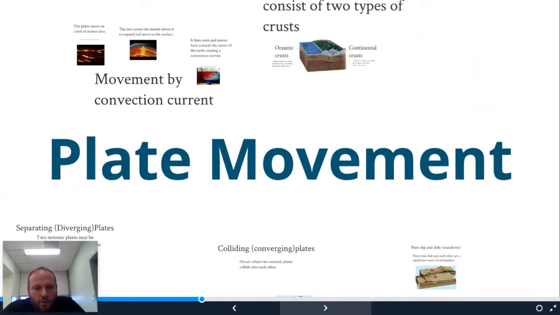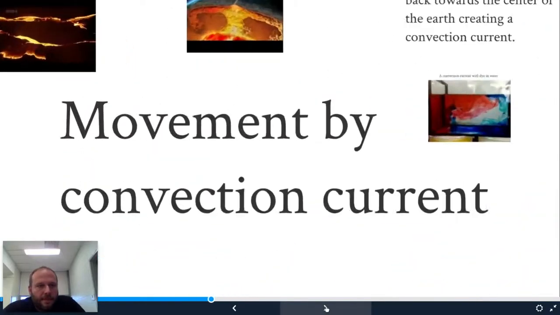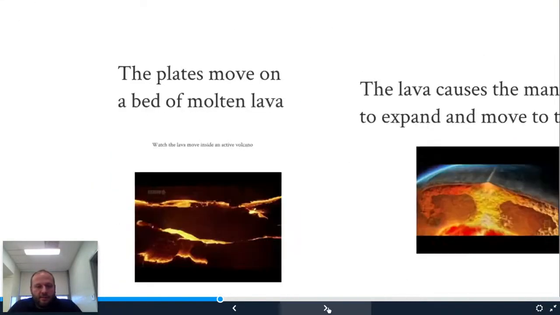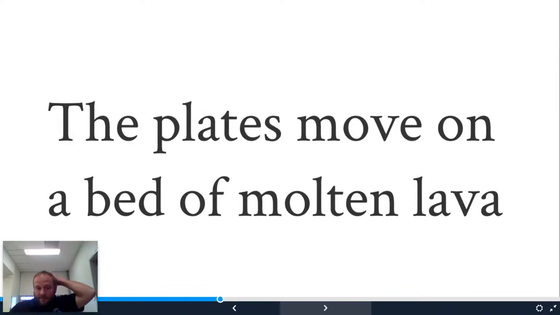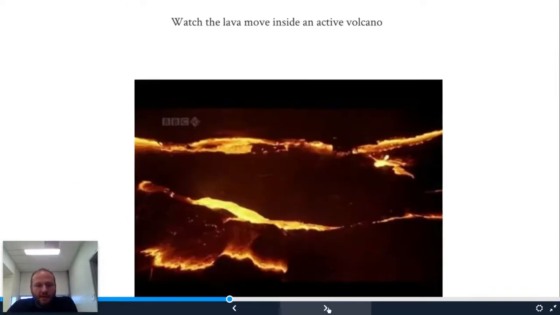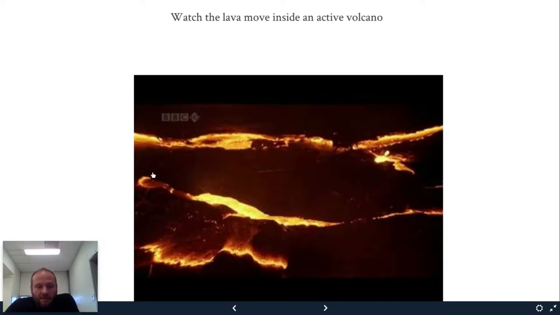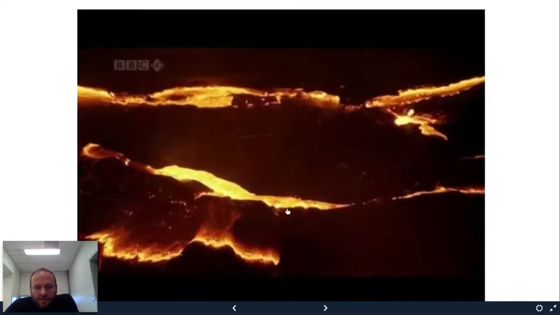So plate movement. Why do they move? We talked about this a little bit. You've done a project, or you should have done a project on this, but they move because of convection currents. The plates move on a bed of molten lava found in the mantle. We'll see how lava flows. Now, obviously this isn't in the mantle, but this is how lava kind of flows.